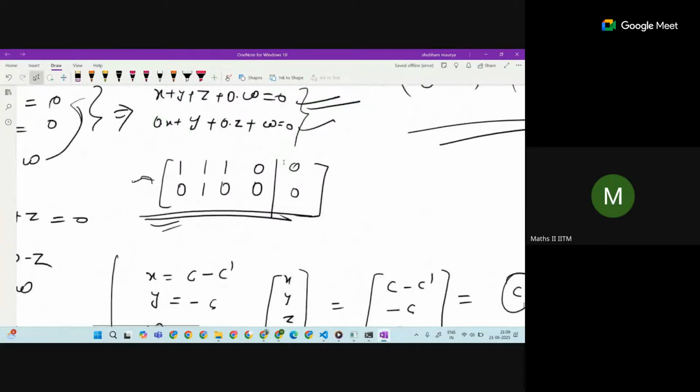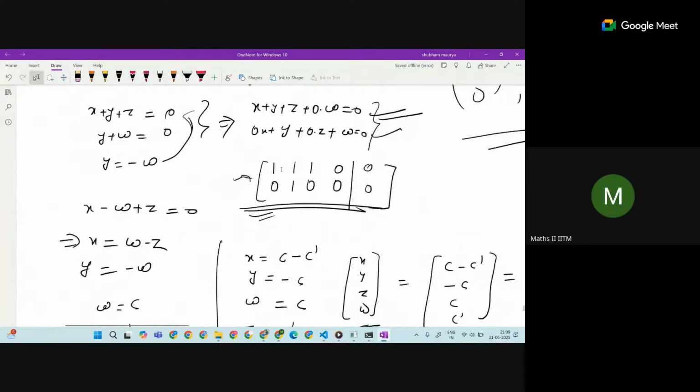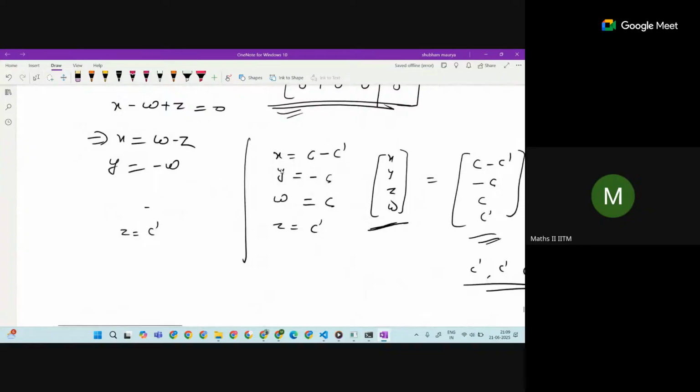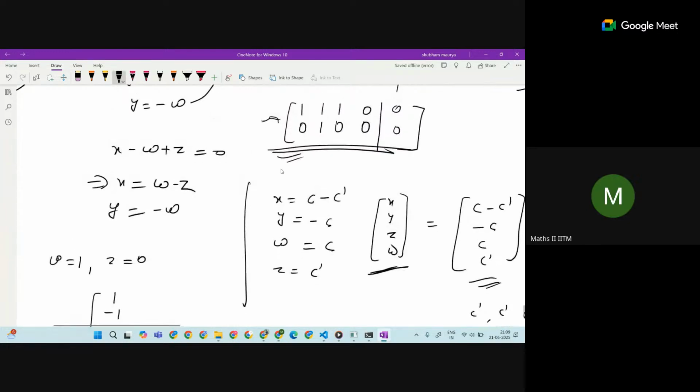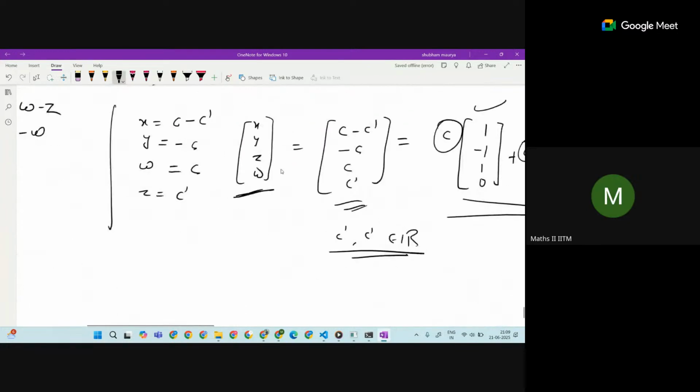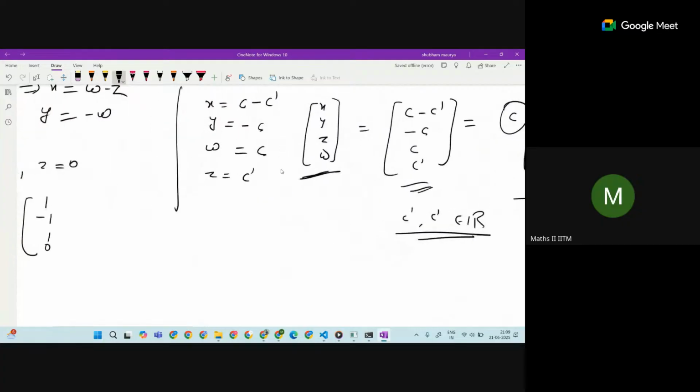The other way is, in place of assuming, once you find that w and z are free variables, what you usually do is assume w is equal to 1 and z is equal to 0, and using this you will get a vector. So the vector would be x is equal to 1, y is equal to -1, and w is 1 and z is 0. See, the same vector you will get here.